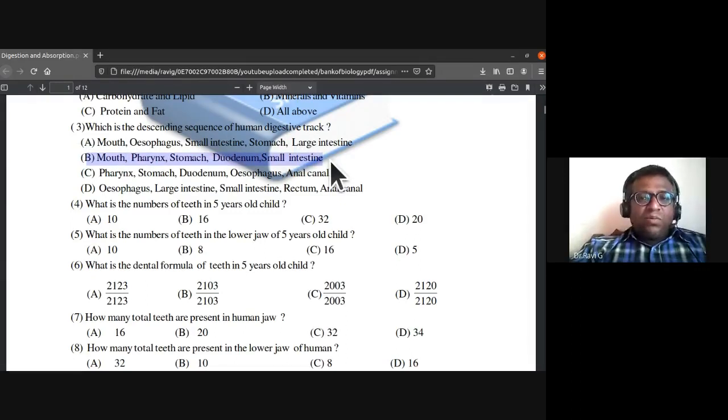Why I was hesitant to mark this is that duodenum is a part of small intestine, and they have given it here as a separate component. But mouth, pharynx, stomach, and then it leads to duodenum. Duodenum leads to jejunum and ileum, so you can remember it as DJI. All these are components of small intestine. Small intestine is 7.5 meters in length, isn't it? So we had discussed that also. So remember, B is the answer.